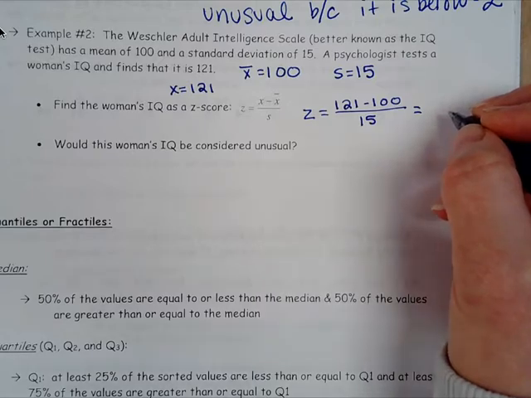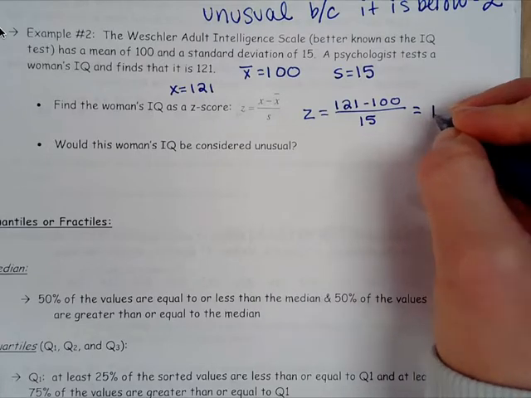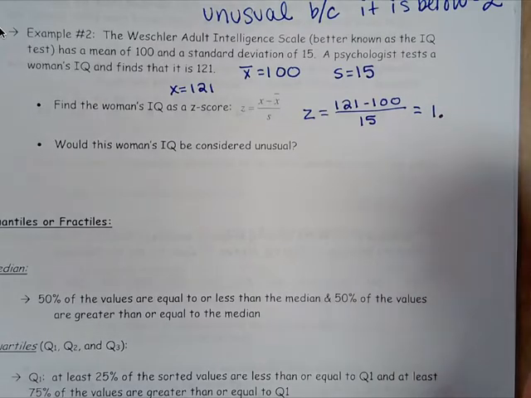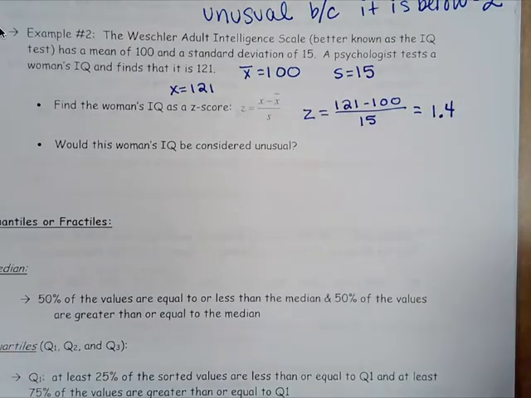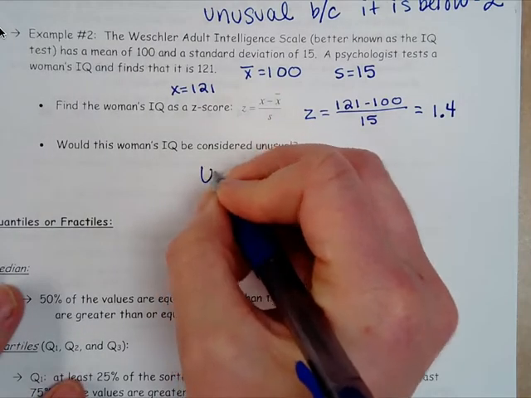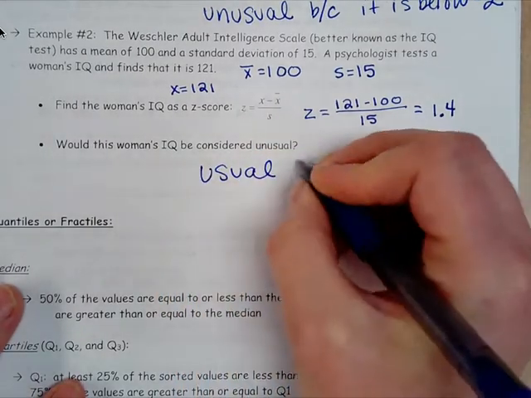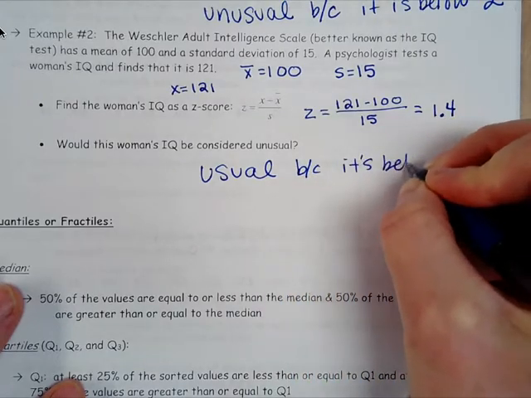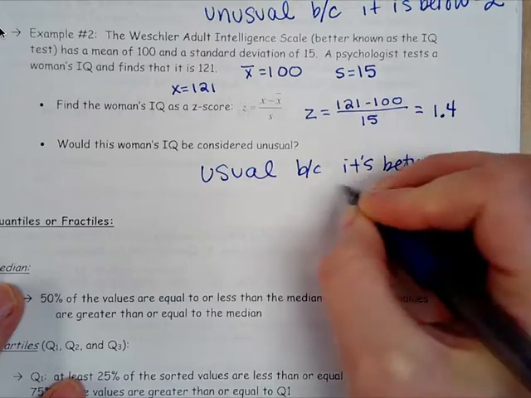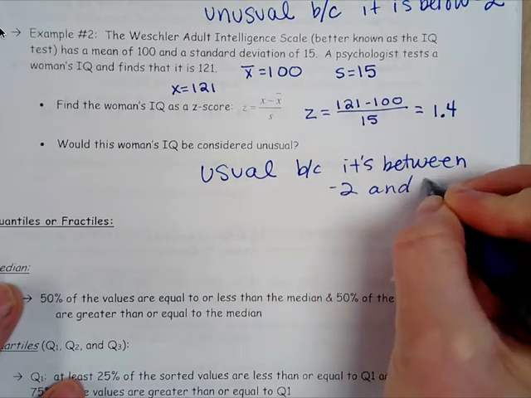So we know 15 is our standard deviation, so it's a little bit above 1. What is it? 1.4? That's it? So 1.4. So is that considered usual or unusual? Usual, because it's between -2 and +2.